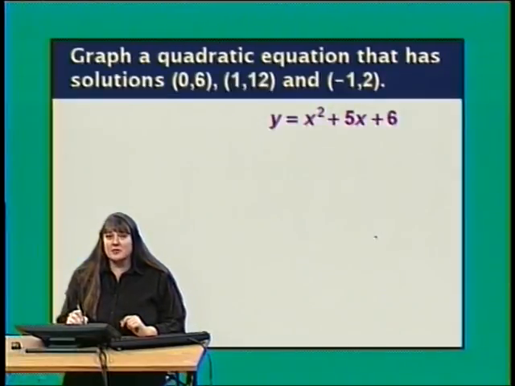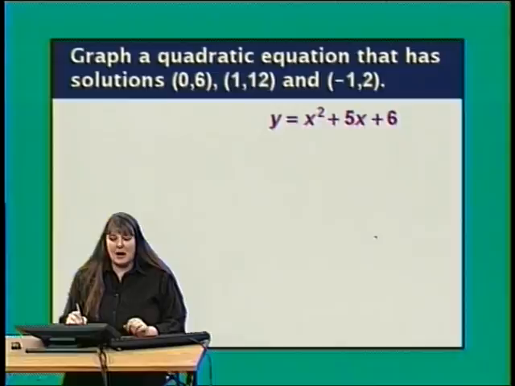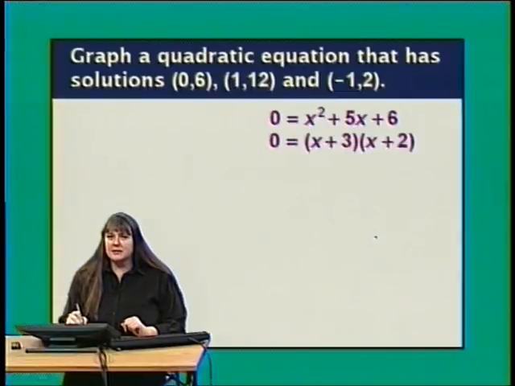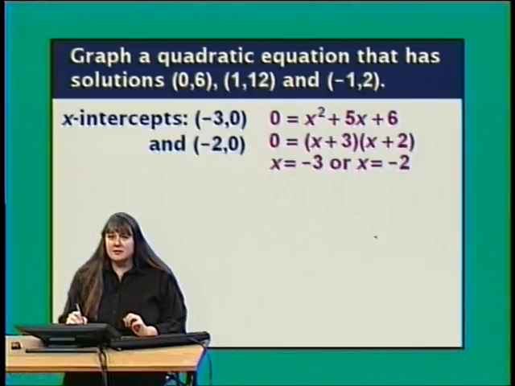Well, let's graph this quadratic equation that we just found. The first thing I'm going to think about is the horizontal intercepts. So I need to find out what happens when y is 0. So let's substitute 0 for y. I can factor that right-hand side as x plus 3 times the quantity x plus 2, which tells me x equals negative 3 or x equals negative 2. So the x-intercepts are (-3, 0) and (-2, 0).